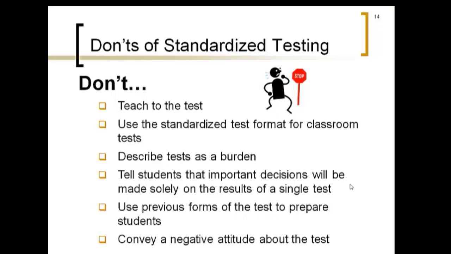Having said that, I think the best way to accomplish this would be to not make important decisions based solely on the results of a single test, but also taking into account classroom performance, talking with other teachers, parents, with a student. Other things should be definitely considered besides making a big decision with just one test result. And using previous forms of the test to prepare students kind of goes back to teaching to the test and using that standardized test format too much. We want to make sure that we do have time for other types of learning in the classroom.